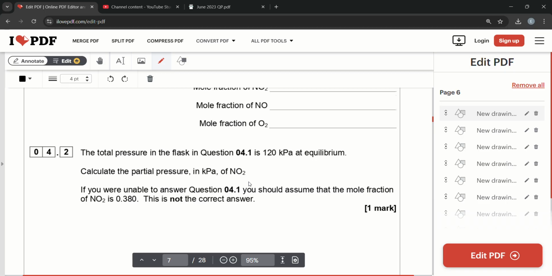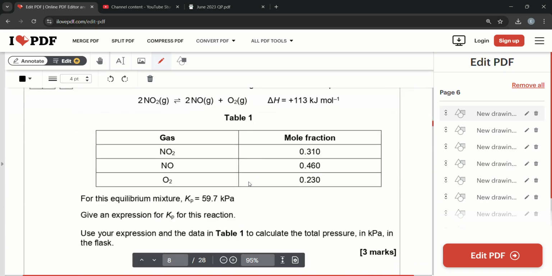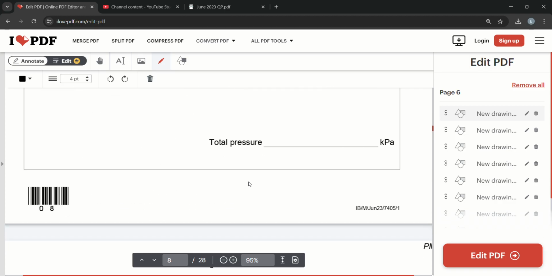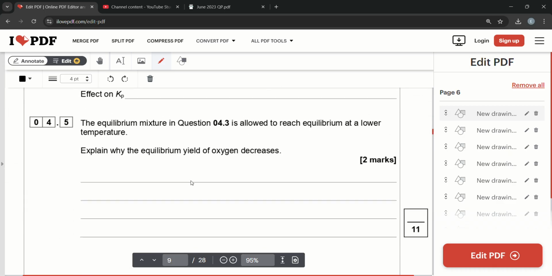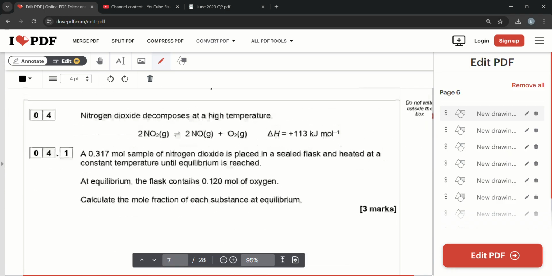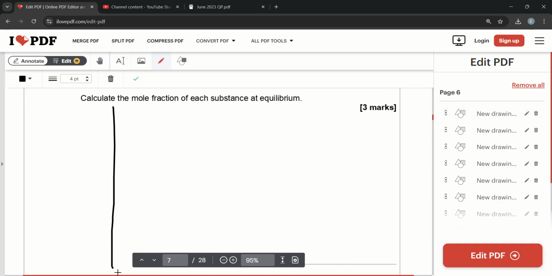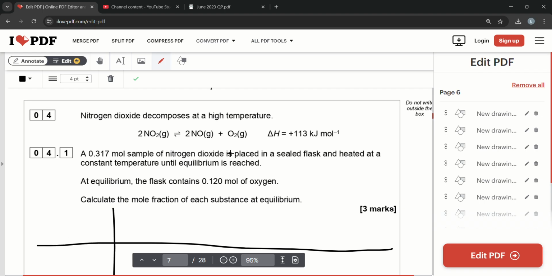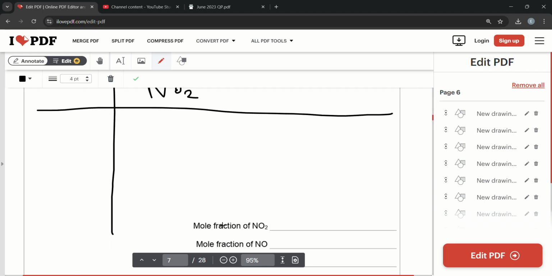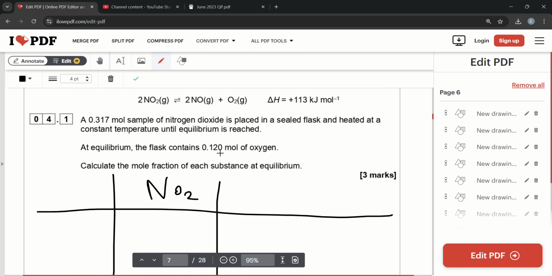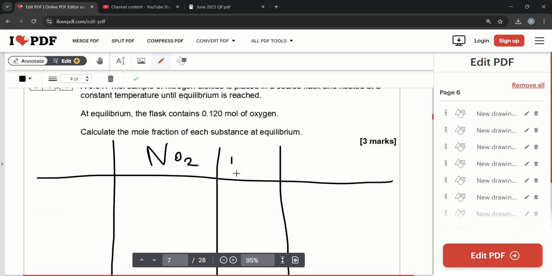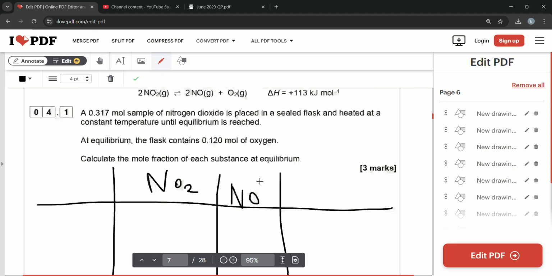That looks pretty easy. 4.3 also looks pretty easy. And then 4.4, 4.5. Okay, so 4.1. The best approach that I would do is draw out the table. We've got NO2, because we're trying to find a mole fraction of NO2, not 2NO2. We've got NO and we've got O2.